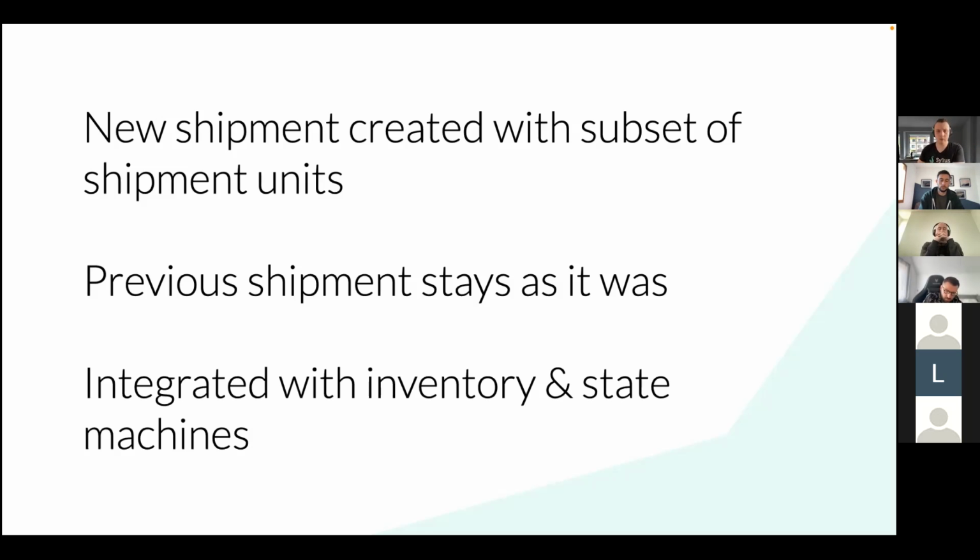It's also worth noticing that, of course, split shipments are integrated with inventory and state machines. So, for example, if you ship some part of the shipment, the order state changes to partially shipped. Each shipment has its own state machine to also trace the changes between them. And of course, it's integrated with the multi-warehouse system.